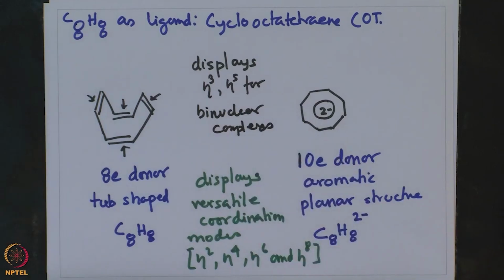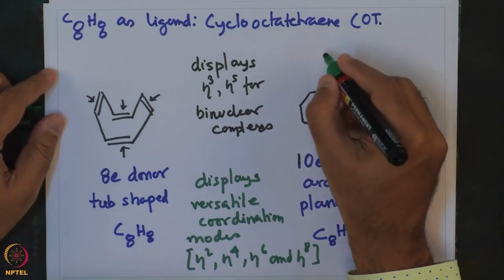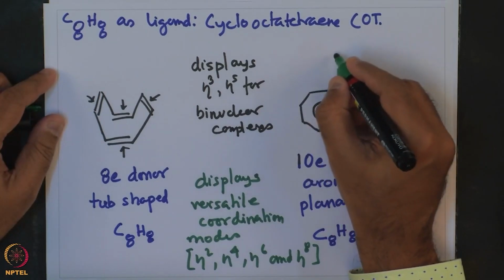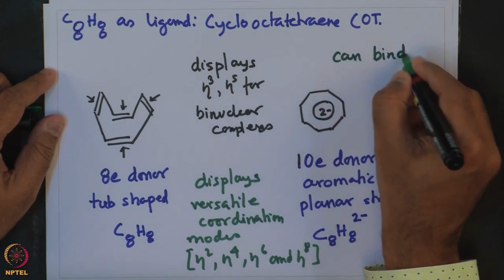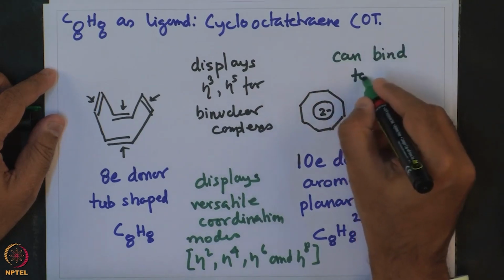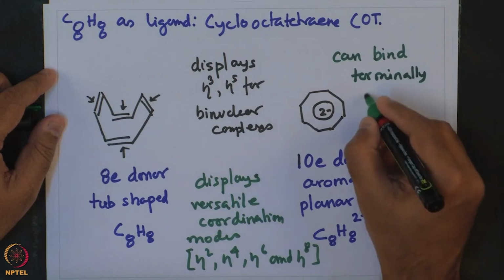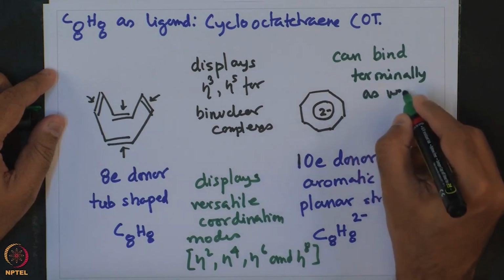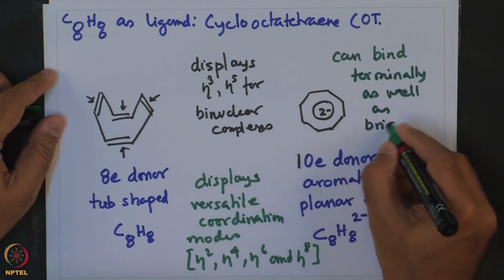As a result, COT can bind terminally as well as bridging ligand. As a result, it can bind terminally as well as bridging ligands.